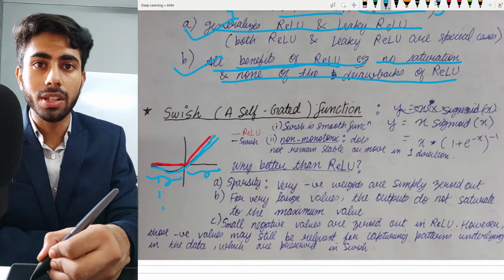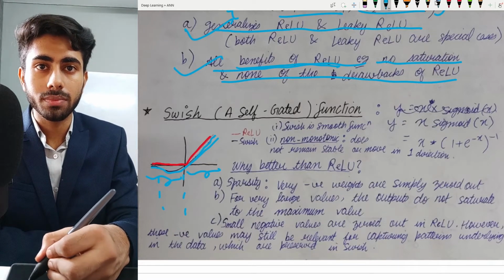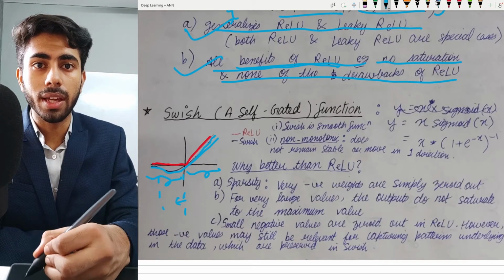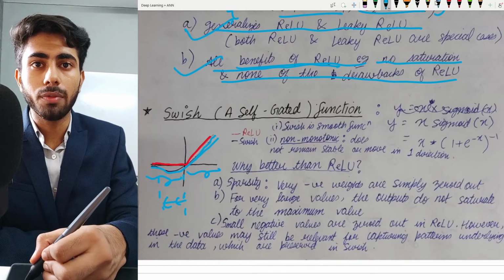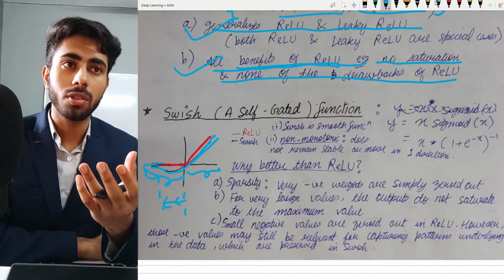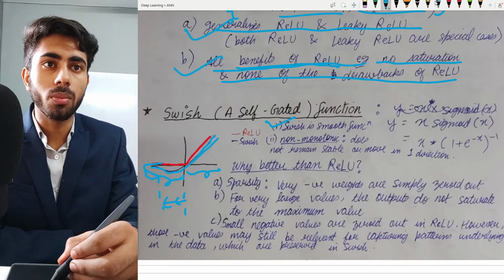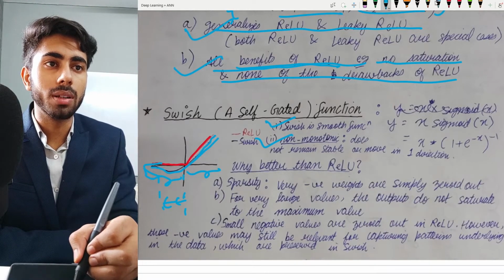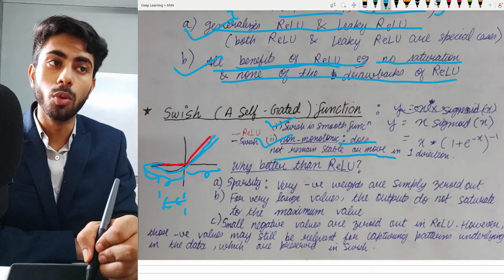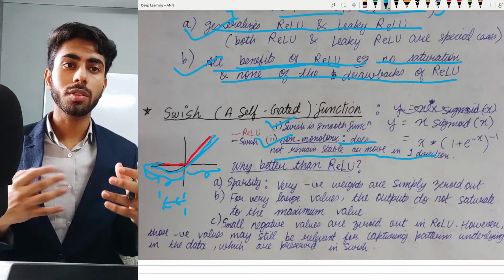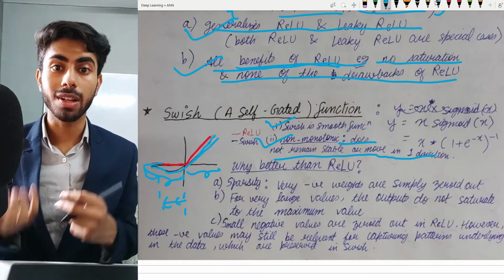In this particular region, the graph first decreases, then increases. So this is the Swish activation function. It is a smooth function, but also the graph is non-monotonic. That is, the graph does not move in one direction. Now let us discuss how the Swish activation function is actually better than ReLU.